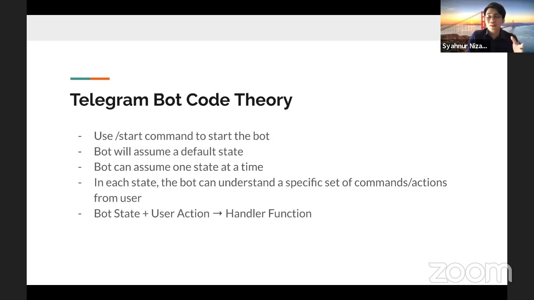Okay, so just a little bit of theory about Telegram bots. After you create your bot, you need to send the start function, and then the bot will assume a default state. Later, I will explain to you what a state is. A bot can only assume one state at a time. In each state, the bot can only understand a specific set of commands or actions from the user. So if the bot is in a particular state and we have a user action, the bot will run a certain function.